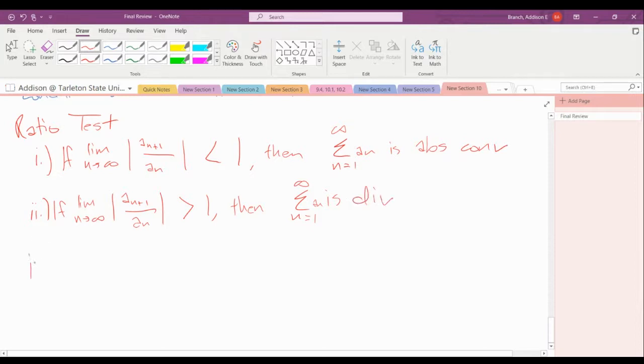And the last piece states that if the limit of our ratio is equal to 1, then our test will fail, and you're going to have to try something else to determine whether or not your series is convergent or divergent. So let's go ahead and do an example with this one.